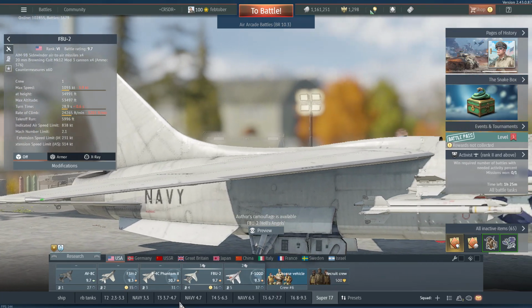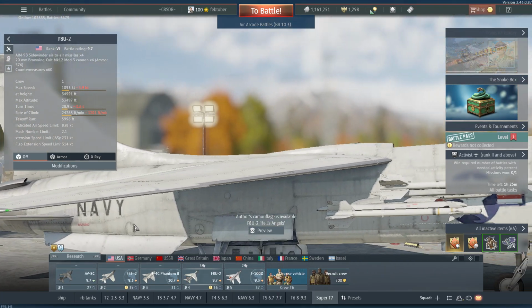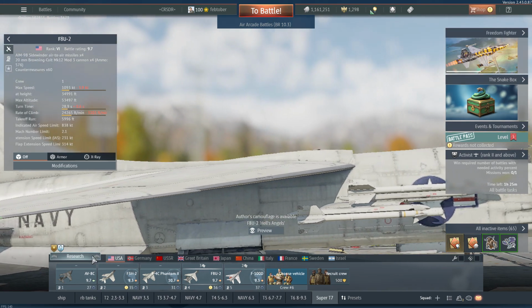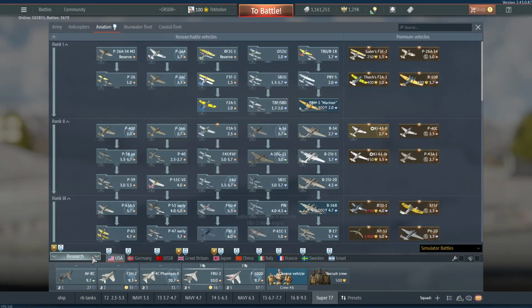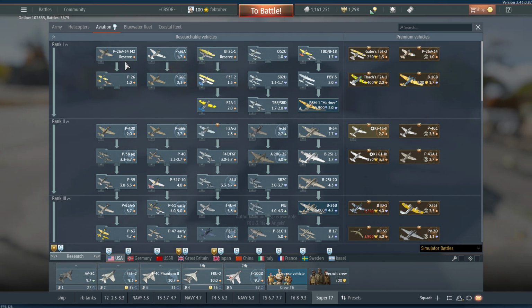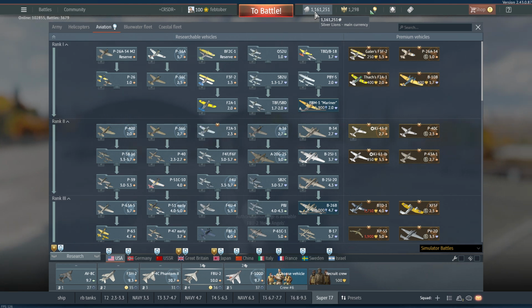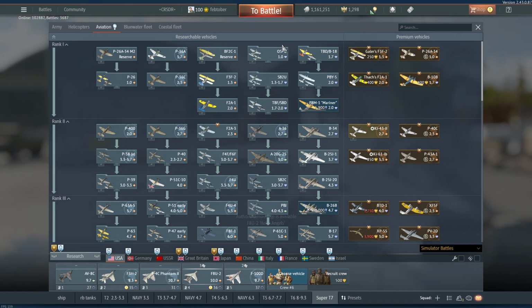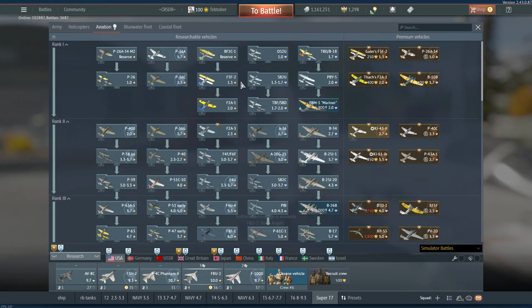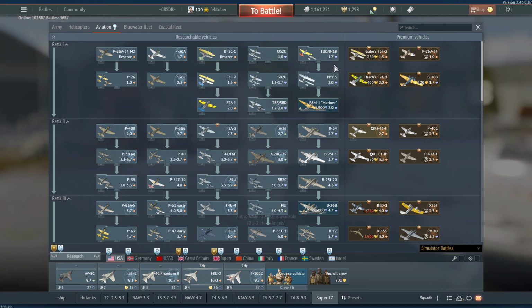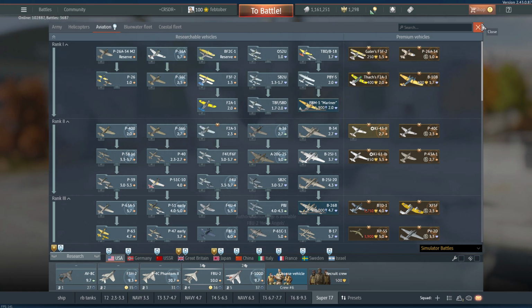Okay, so here we're recording. First step, we're going to go down here to research. At the very top, I've got reserve airplanes. That means they don't cost anything. Up here, this is the money essentially that we're using. And now we're going to close that.